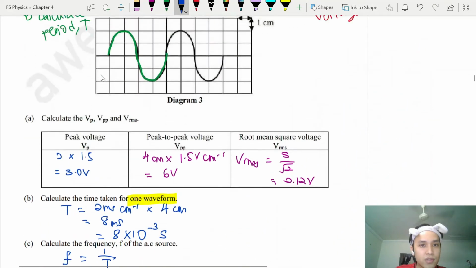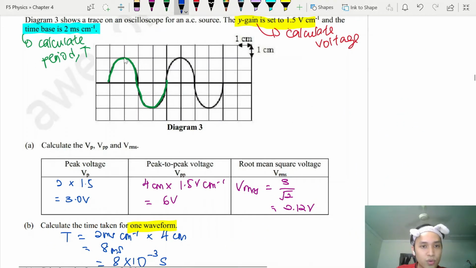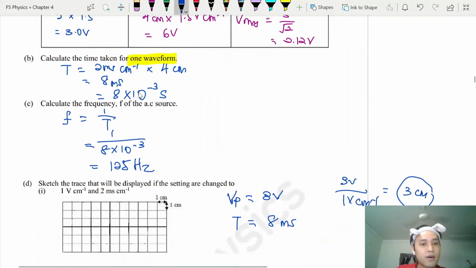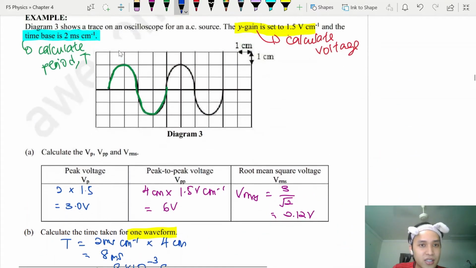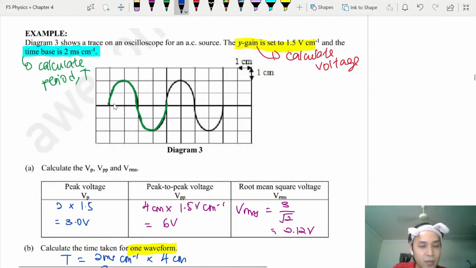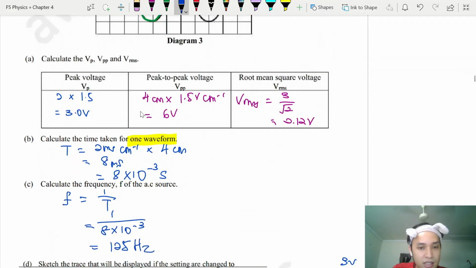Okay, so if you see here, just now it was only 2 because the Y gain was 1.5. 3 divided by 1.5 is 2 boxes, so we only drew 2 boxes. This one is 3 divided by 1, because now my gain is 1 volt per cm. So I need 3 cm in order to achieve my peak voltage of 3 volts. Okay, so I know it is 3 boxes. Time base is 2 milliseconds per centimeter. Any changes here? It's still the same, right? Meaning that one wave is still 4 boxes.